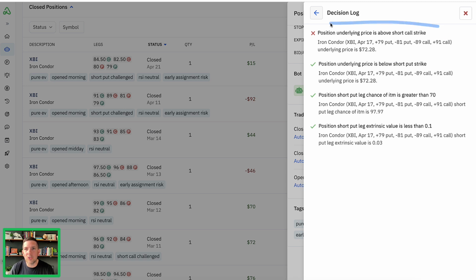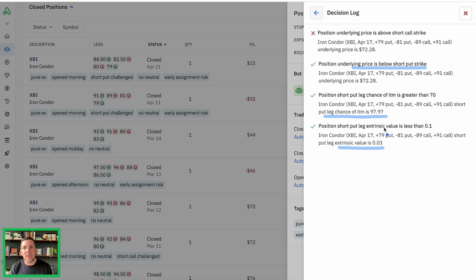So the short call strike was not the challenged strike. It was the short put strike that was challenged. The stock was below my short put strike. The chance of the put leg being in the money was 97.97%. So almost 100% chance that it was going to be in the money. And the extrinsic value was 3 cents.